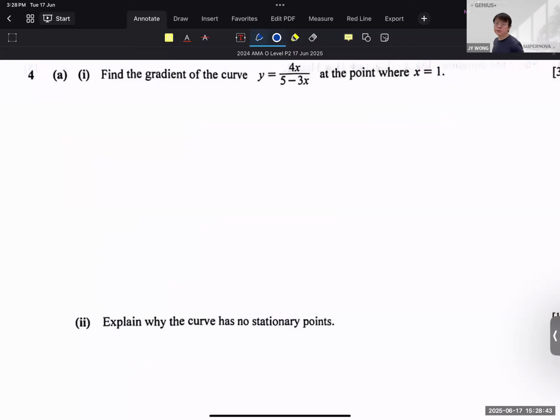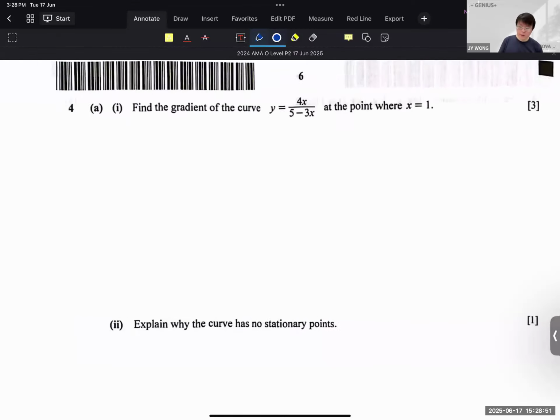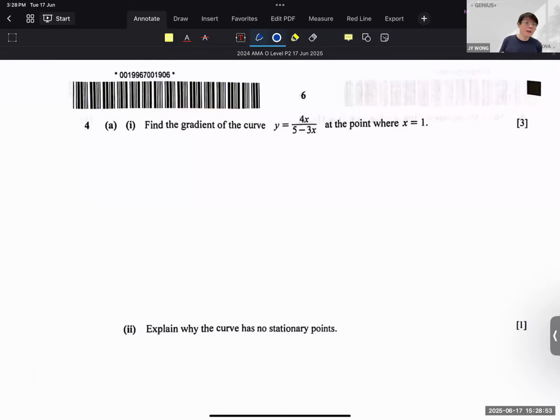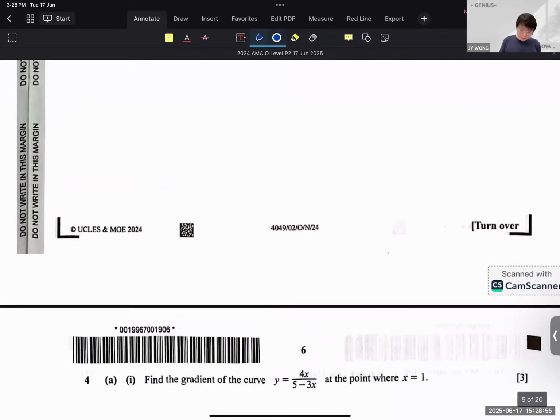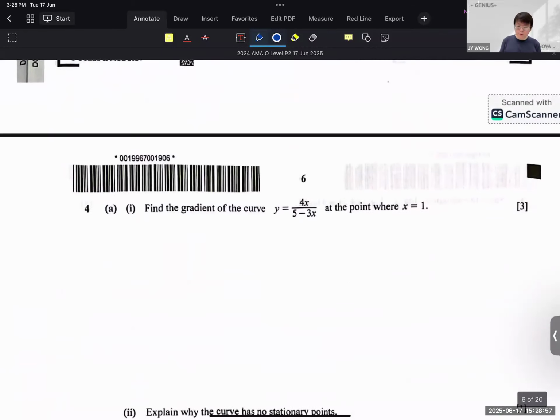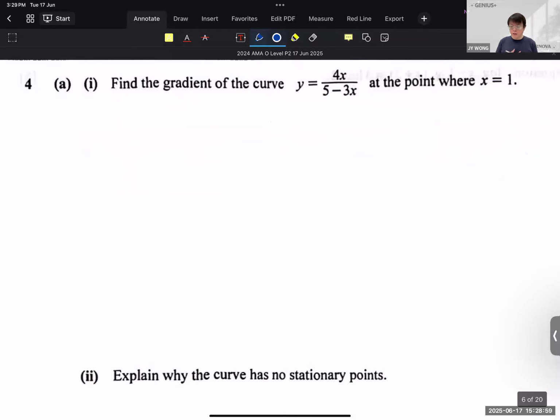Find the gradient of the curve at the point where x is equal to 1. Elijah, how do you find the gradient of the curve at the point where x equals 1? What's the word again? Find the derivative. In other words, differentiate it. Okay? Please know your quotient law.